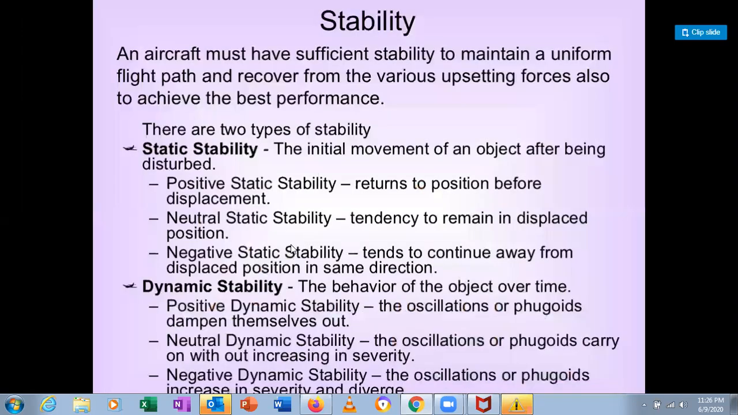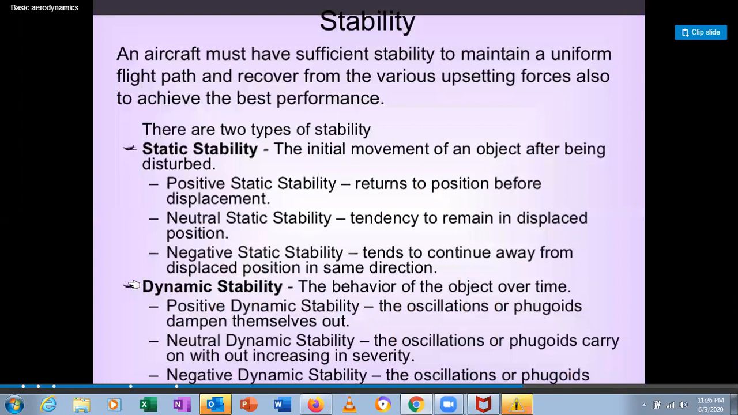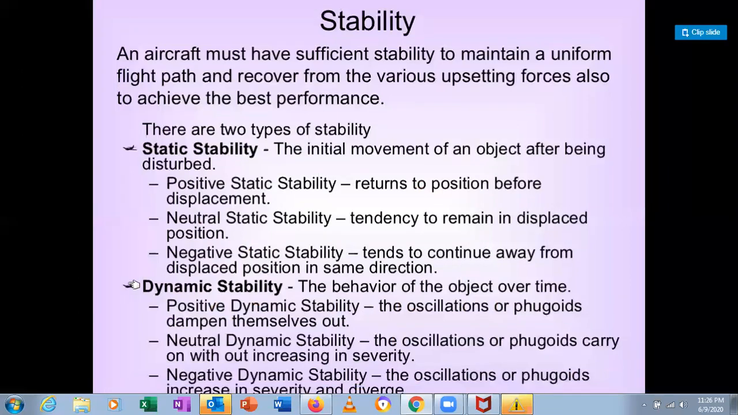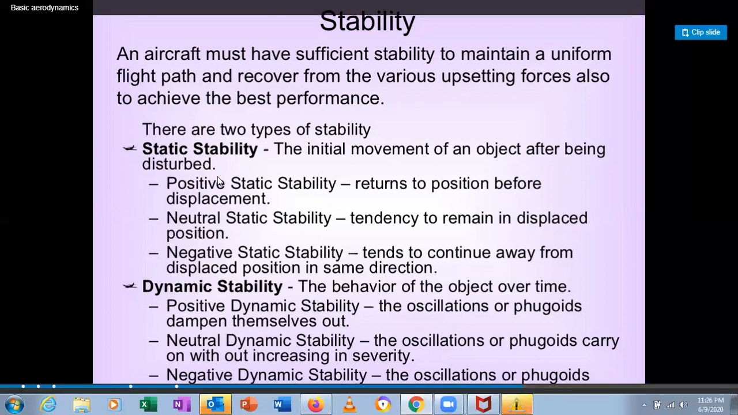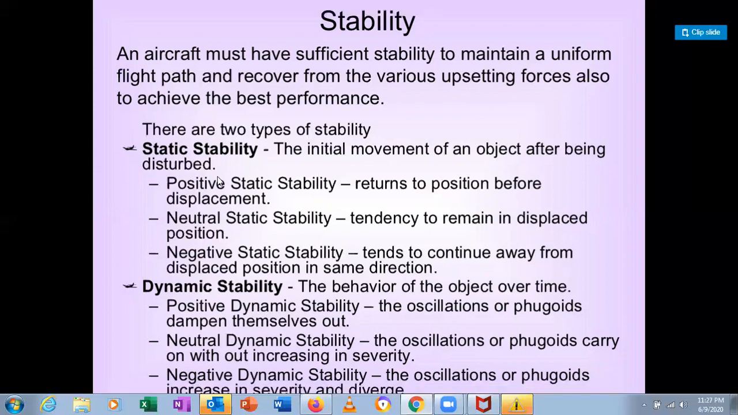Now the stability. Stable means that after a disturbance, it should come back to the initial position. That is called stability. An aircraft must have sufficient stability to maintain a uniform flight path and recover from various upsetting forces, and also to achieve the best performance.